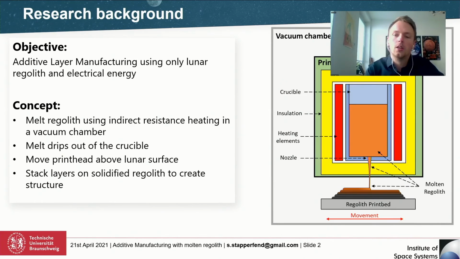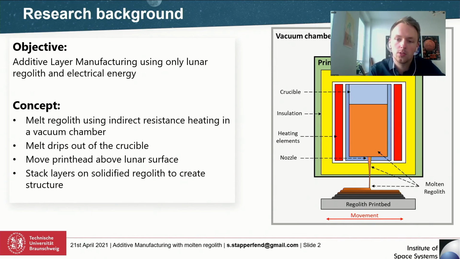The concept here, where we also want to order the parts right now for the first prototype, is that we have a vacuum chamber in which we mount our printhead, which consists of a crucible, insulation, and heating elements. The heating elements then transfer the heat to the crucible. Inside of the crucible, we have the regolith simulant, which then melts. And if the viscosity is right, so the temperature is high enough, the melt drips out of the nozzle on the bottom side of the printhead onto a regular print bed, which is then moved in 3 axes by several motors.